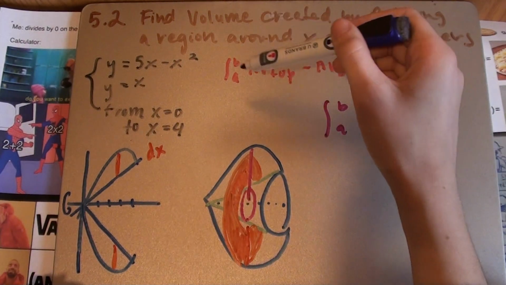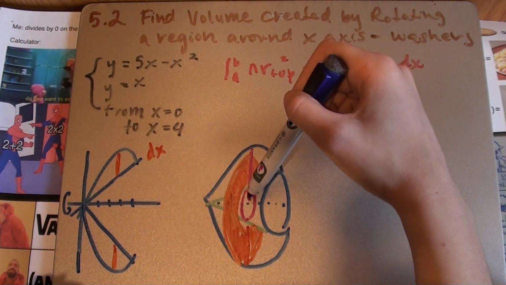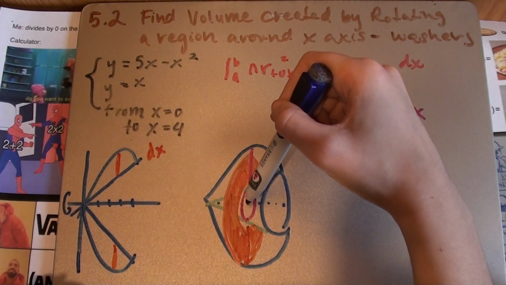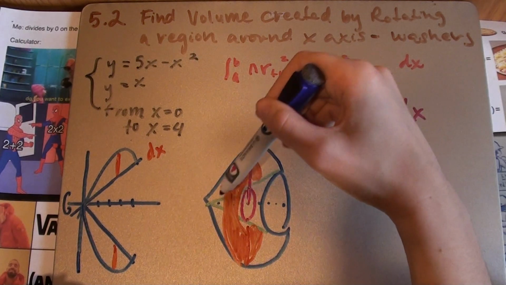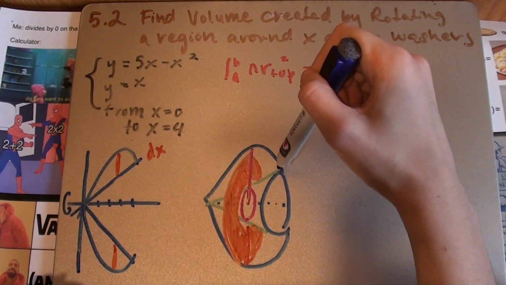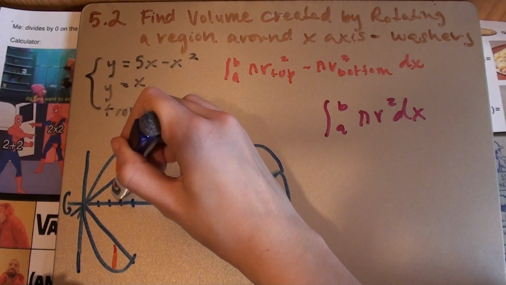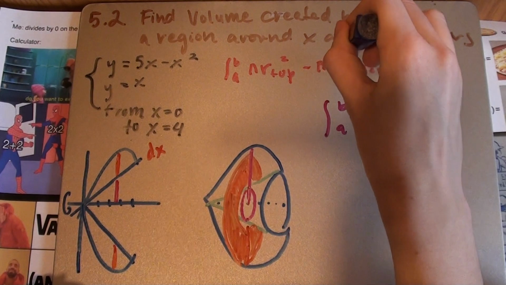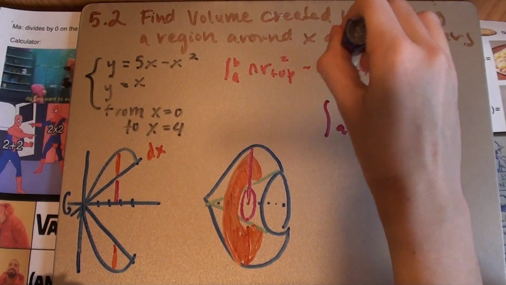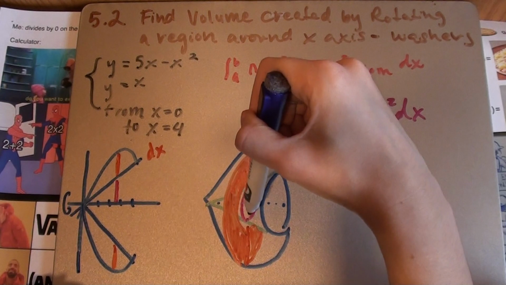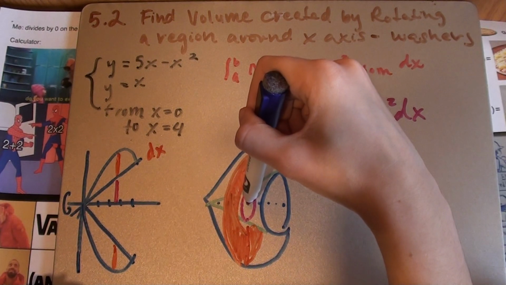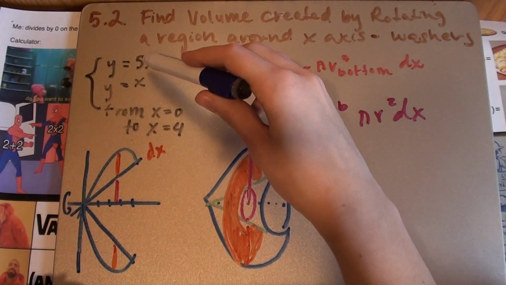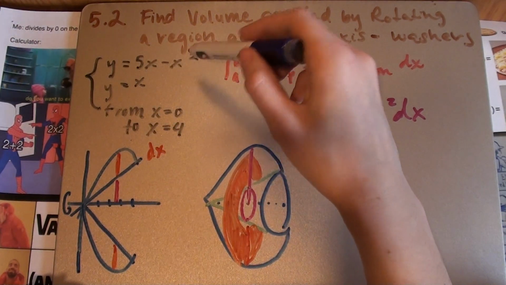So this disk on the inside of our cone has a radius from the x-axis to the function y equals x. So that's this radius. We have to subtract that disk out, with that radius, from the disk from the x-axis all the way up to the function y equals 5x minus x squared.